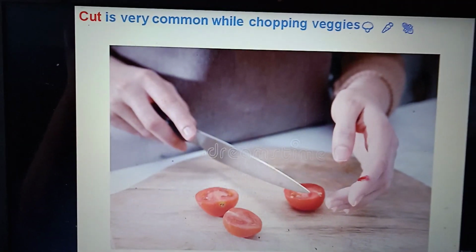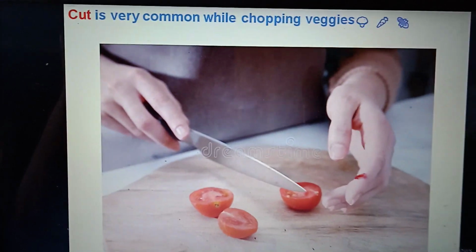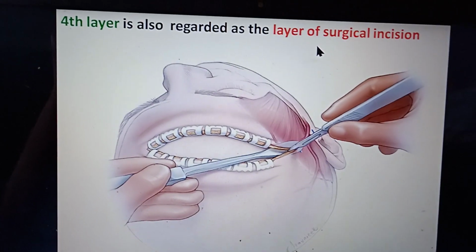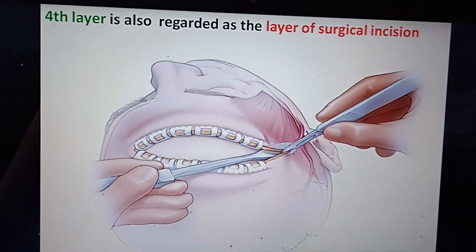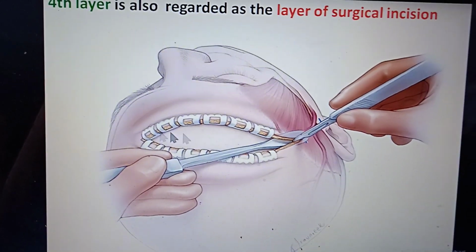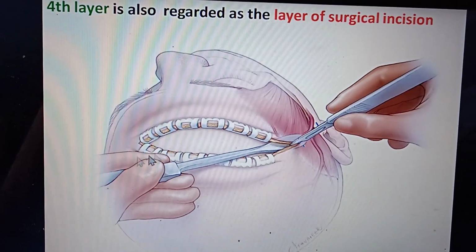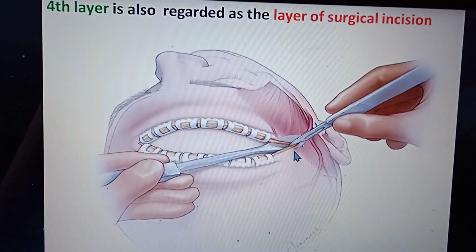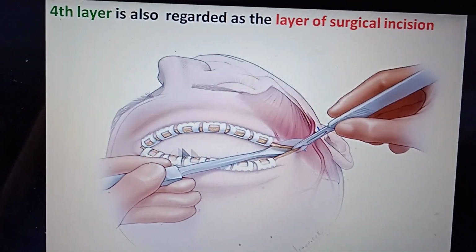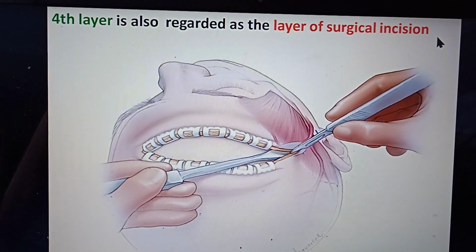Now again, another hint of the anatomical basis: a cut is very common while chopping veggies in the kitchen. Just like that, the fourth layer is also regarded as the layer of surgical incision, because surgeons believe that the scalp has only two layers. The upper three are regarded as one layer, and the lower is the pericranium. In between there is loose areolar tissue, which forms the layer of surgical incision.